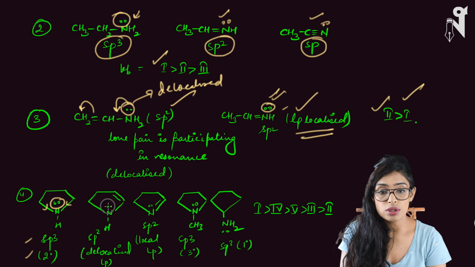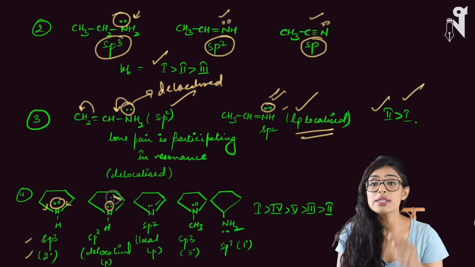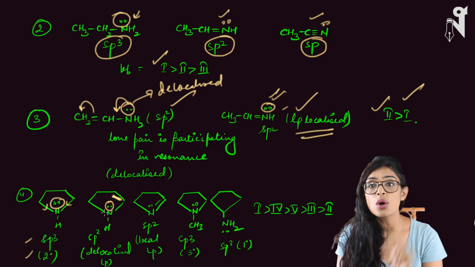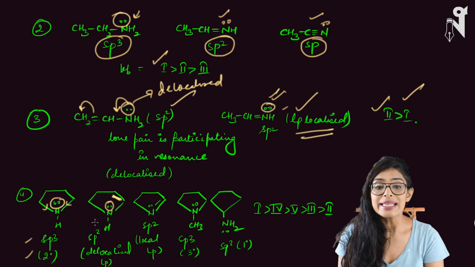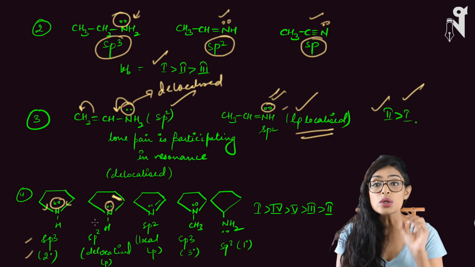There is a pair of electrons which is in conjugation with this pi bond. That means this electron pair is going to participate in the resonance. That means it is not in the hybridized orbital. It is going to be in the unhybridized p orbital. Hence, it looks like it is sp3, but it is actually sp2. So nitrogen is sp2 with the delocalized lone pair.